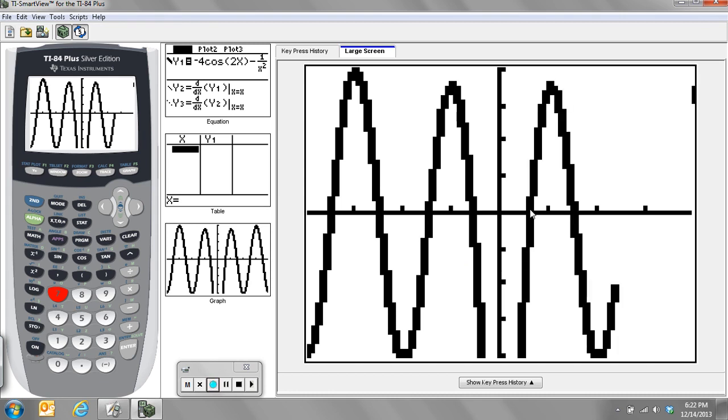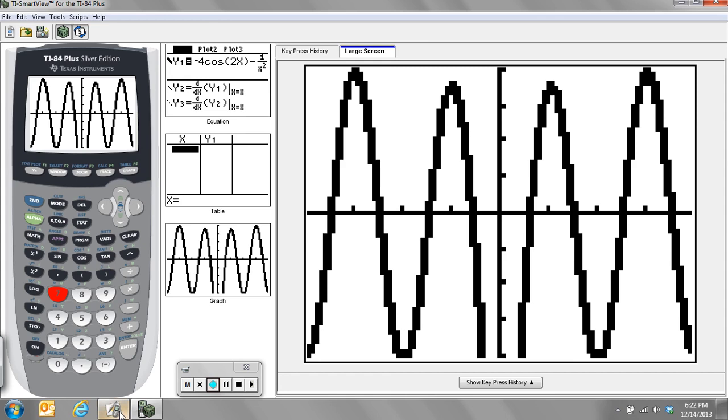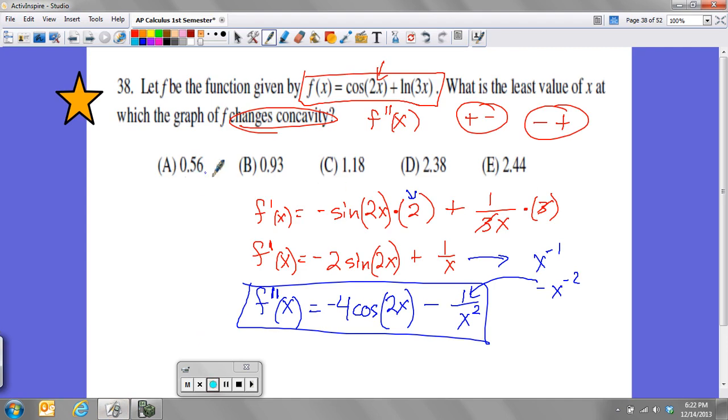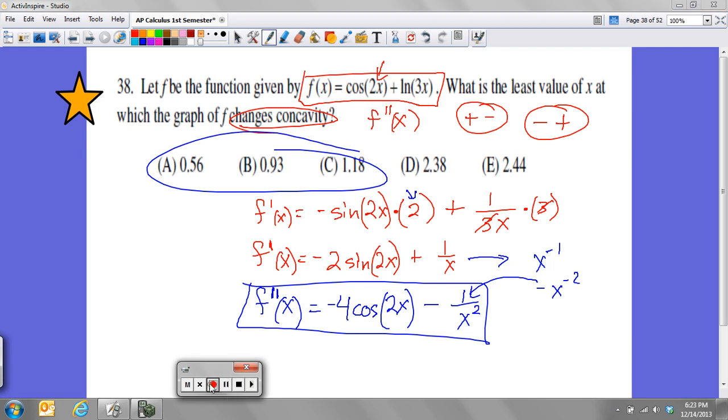So this x value here seems to be what we're looking for. So we have half, 0.9, 1.1, 2. So let's look for half and somewhere around this area here, because this could be the least.